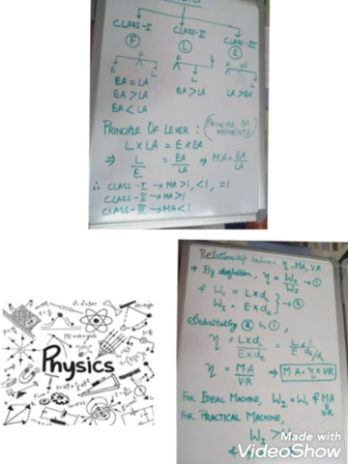Now, the distance between fulcrum and effort is known as effort arm, and the distance between fulcrum and load is known as load arm. If you see from the figure, if the fulcrum is in the center, then effort arm will be equal to load arm. If the fulcrum is shifted towards the load, then effort arm will become more than load arm. And if the fulcrum is shifted towards the effort, then load arm will become more than effort arm.